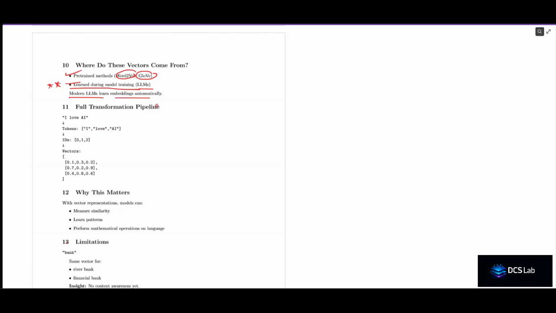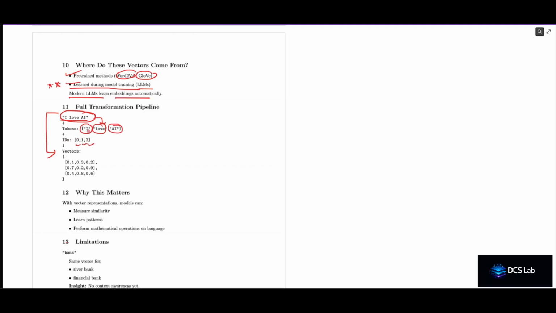Now, what was the full transformation pipeline from words which humans can understand to machines? To go from here to here, we first do tokenization. We convert these to tokens. Each of these tokens will be assigned a token ID, but it's not that we'll just rely on this token ID.